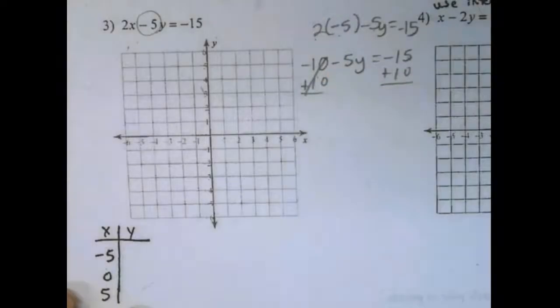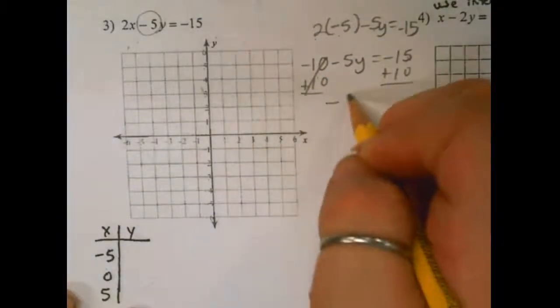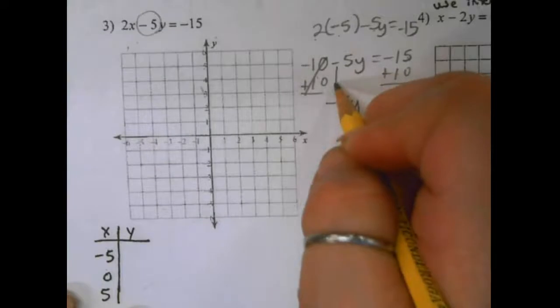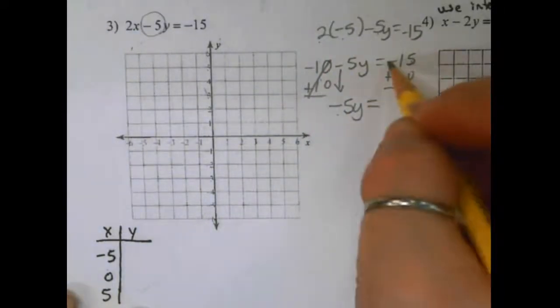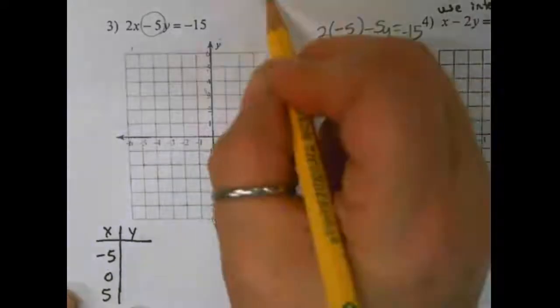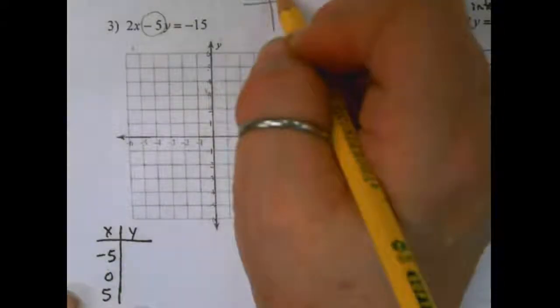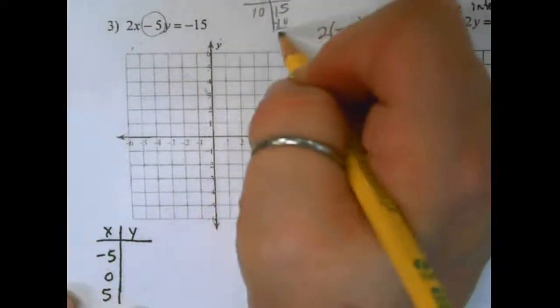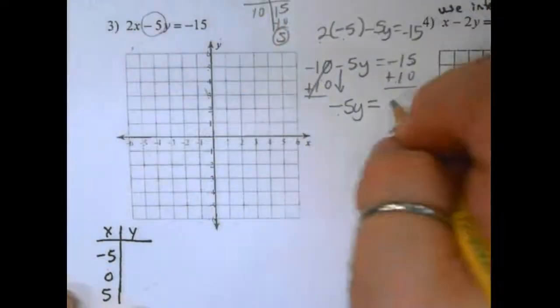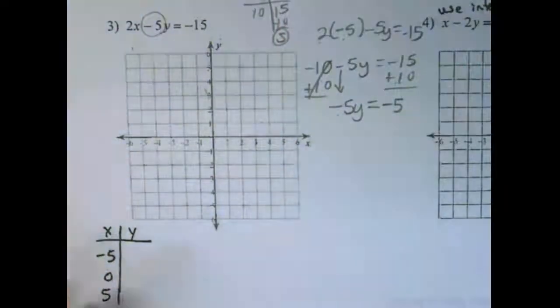This becomes 0, right? I'm going to bring down what's left. Make sure you bring down this negative side. Negative 5y is equal to what? What is negative 15 plus 10? If you have to do a T-chart, you should. 15 and 10. 10 is smaller. I'm going to subtract it. This becomes negative 5. You were right.